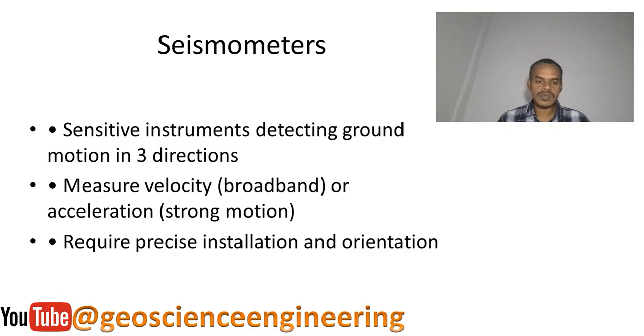And then we'll also discuss the seismometers. That means there are 3 component seismometers, which measure the ground motion in 3 directions: north-south, east-west, and vertical. And we'll also discuss velocity, that is broadband, or acceleration from a strong motion.